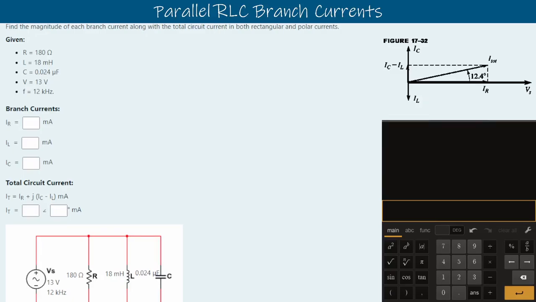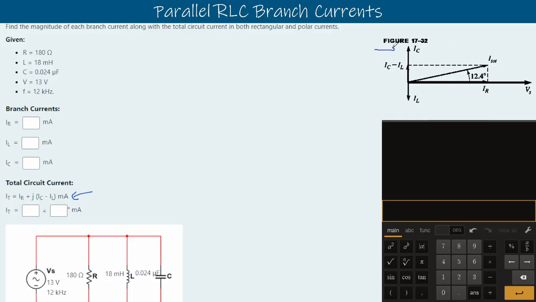Hello and welcome. In this video, we're going to look at parallel RLC branch currents. Parallel RLC branch currents can be a little bit tricky just because the final equation that we use, which is given here, flips our XL and XC from all other equations. And that's because of this diagram I populated up here.